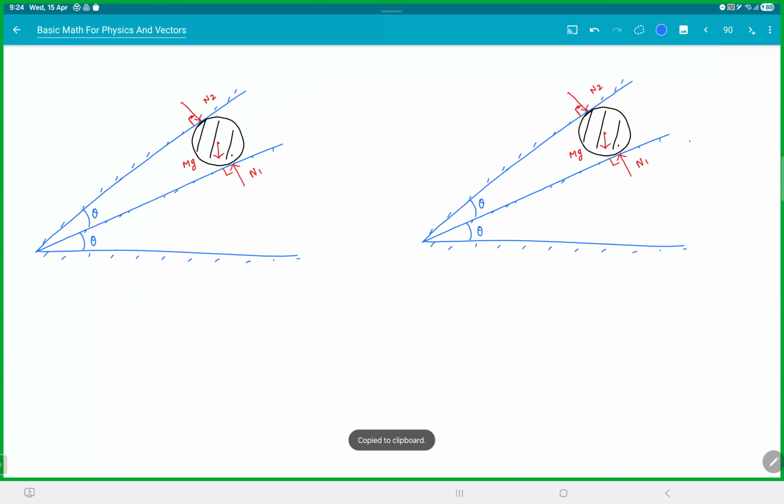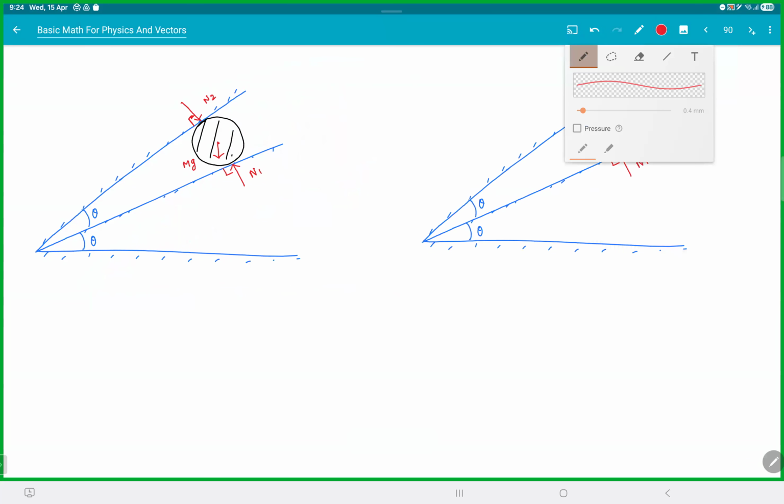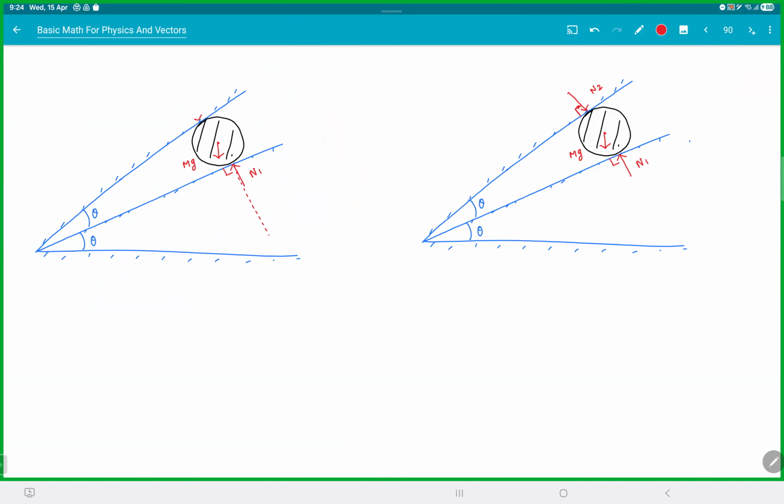Let's see one at a time, okay? First, let's see only N1. Look at this. For N1, if I drop this line straight backward, isn't this a right angle triangle? And if this is theta, this angle will be 90 minus theta. That means with the vertical, this angle will be theta. Everyone agrees?